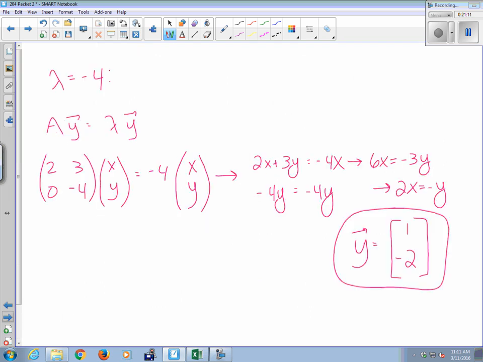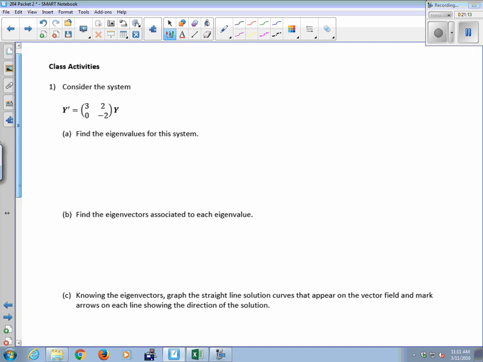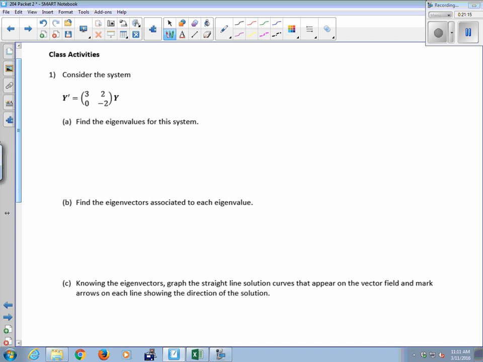All right, so that is how you find straight line solutions and general solutions to a system. So you're going to do some on your own now.